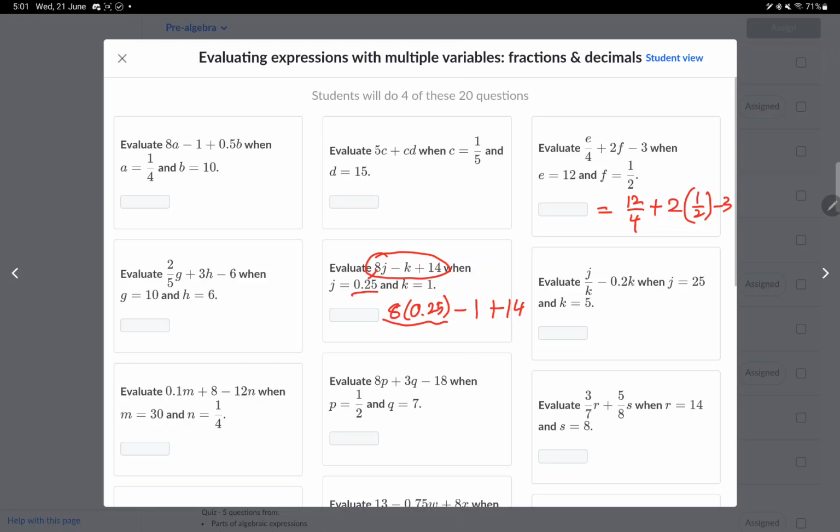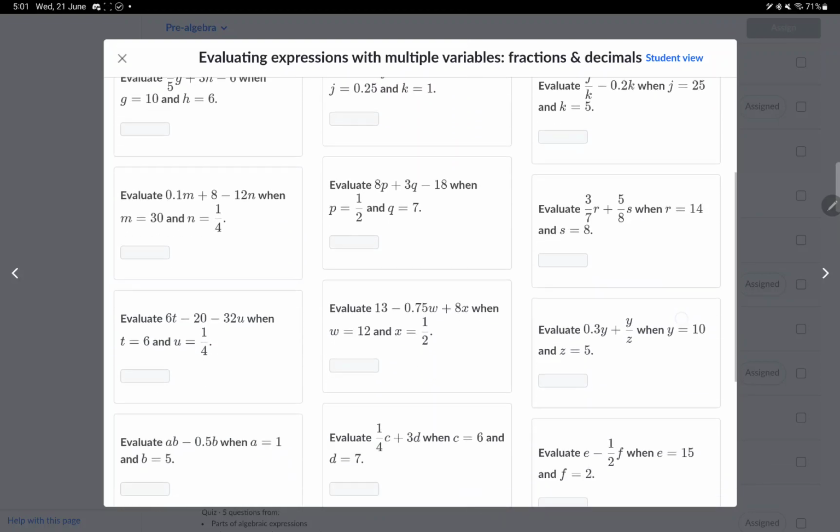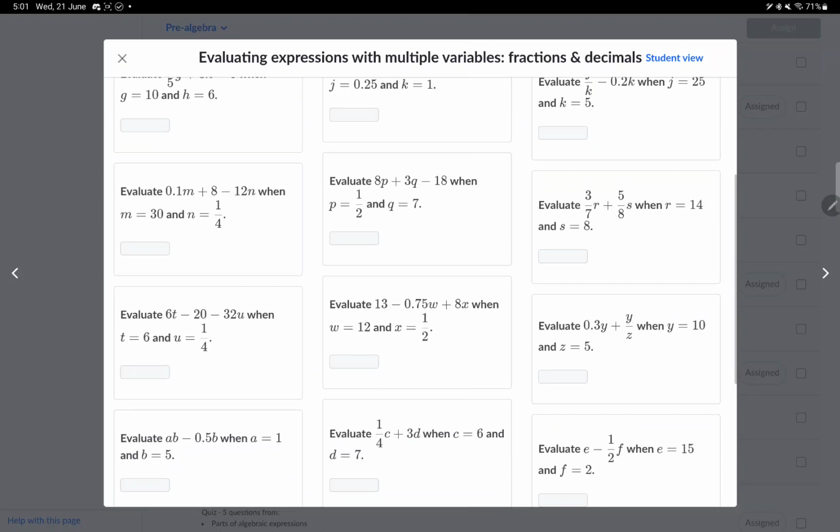Yeah, I think that's about it for these ones. Just make sure you sub it in, and remember how you used to do decimal number multiplication, because you've got to apply that now.